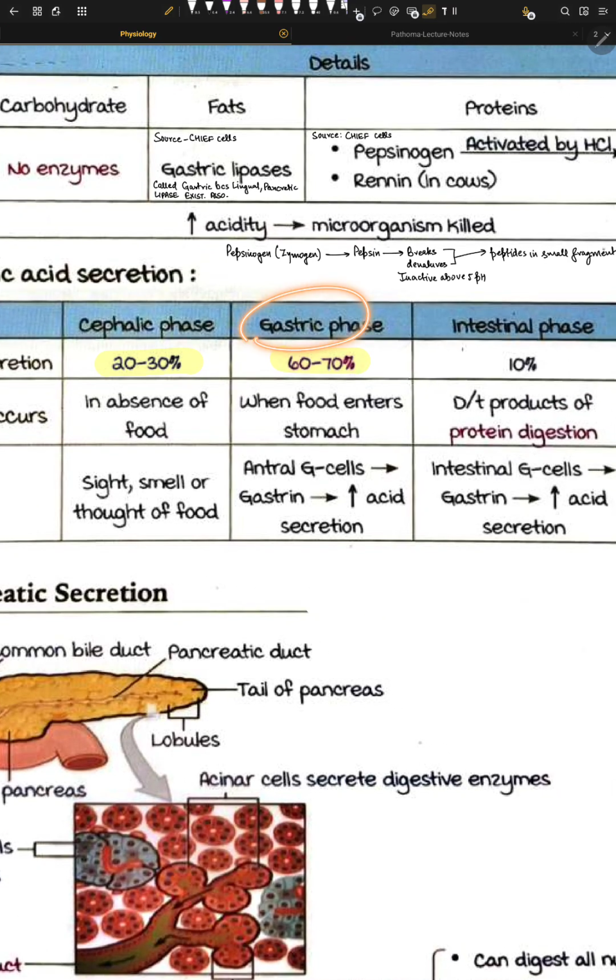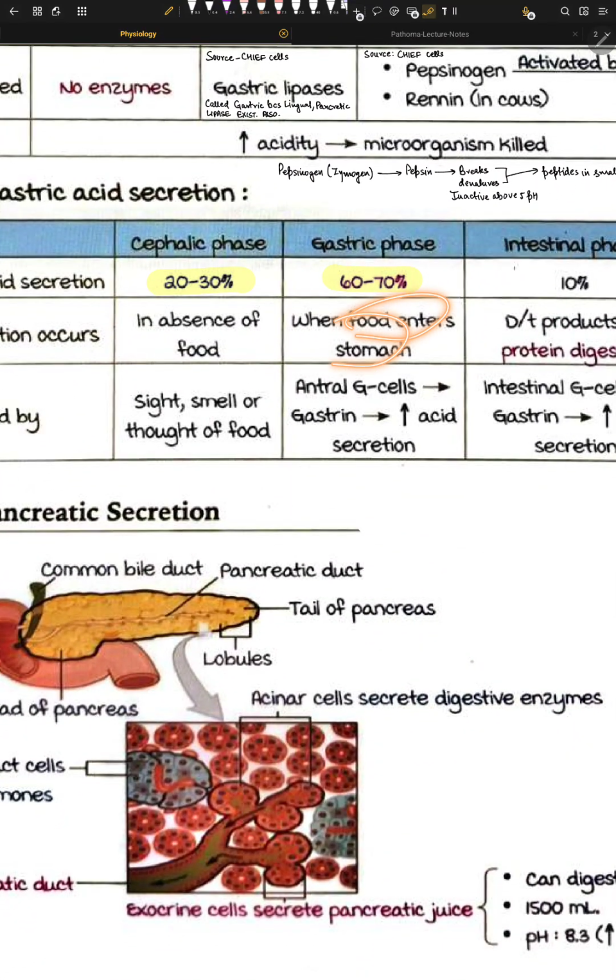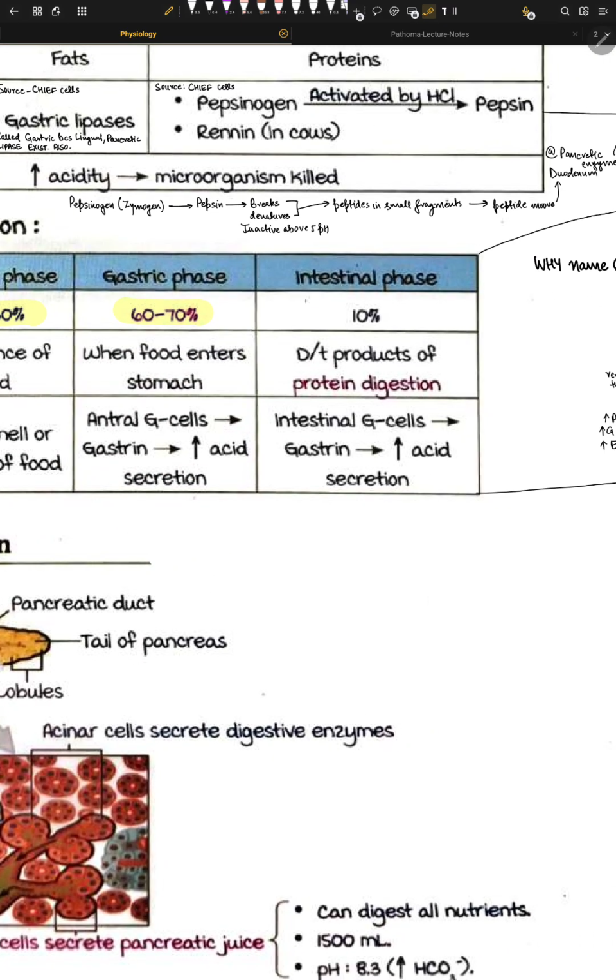Then we have the gastric phase. This baklava goes to your stomach, and you're like, wow, this is so tasty, and your stomach is like, okay, I'm going to destroy this. Food enters the stomach. Antral G cells make gastrin, which directly and indirectly increases acid secretion, right?